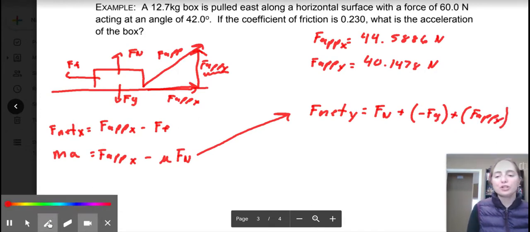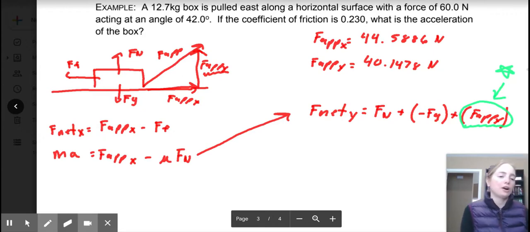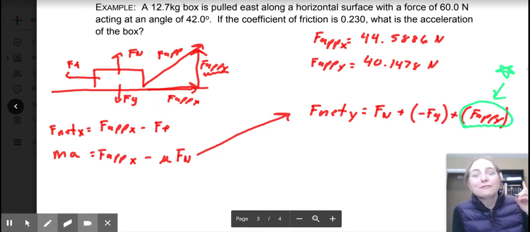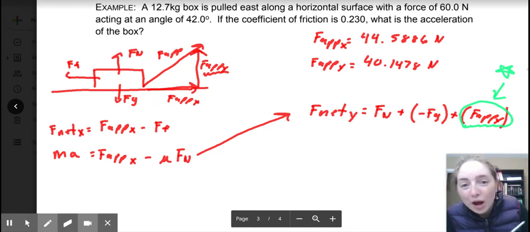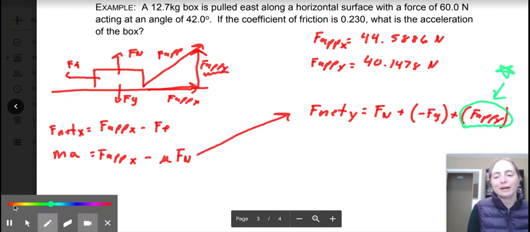So I'm going to switch colors here to emphasize some significance. I'm going to circle this and I'm going to put an arrow and a star. Ladies and gentlemen, the reason why I did that is because this is the most common mistake I see on this topic, is forgetting force applied on the Y, or FAPI, as my last year's Physics 20 class called it. So be careful, okay? Be very, very aware of that. Okay, we're going to go back to red over here.